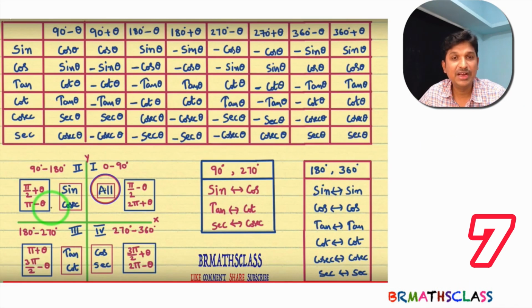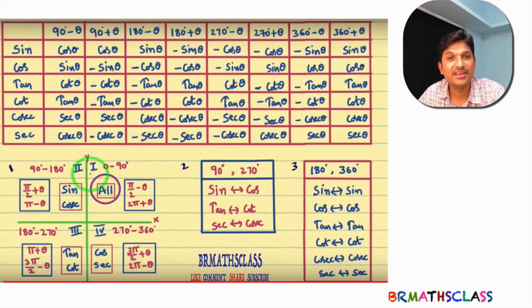In this, we will learn trigonometric ratios of allied angles. To understand this, first you need to understand these three things written below. 1, 2, 3. These three things you need to understand first. This we already discussed in the 3rd set.